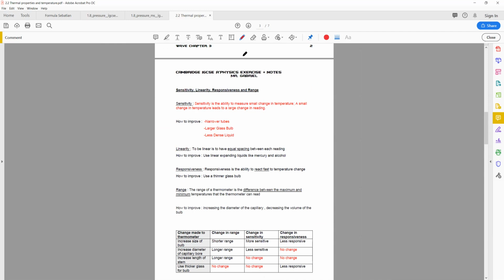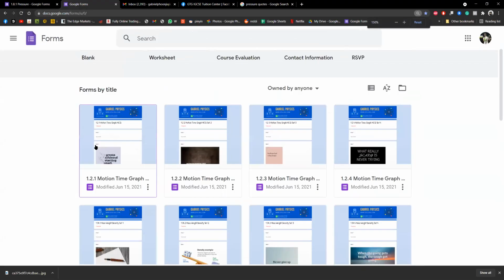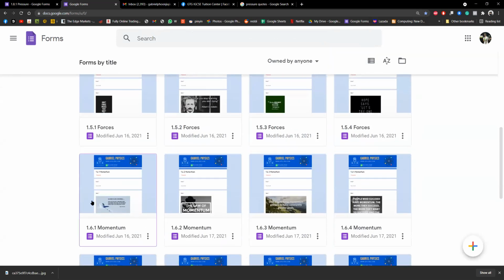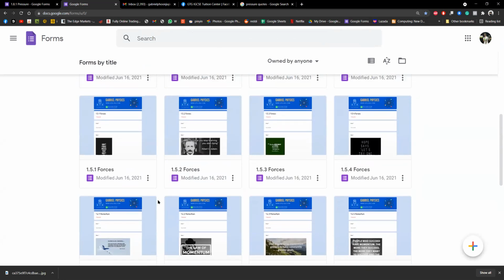Instead, let me just show you guys what I've been doing over the weekend. I think some of your schools already incorporated this, but basically this is the Google Form where you will be doing ABC questions. I have set 5 questions per exercise here. If you look at the numbers here, they are all with reference to my notes. 1.2 is the motion one, 1.3 is the mass weight density, 1.5 forces, 1.6 momentum, 1.7 energy, 1.8 pressure here. I'm done up until here.